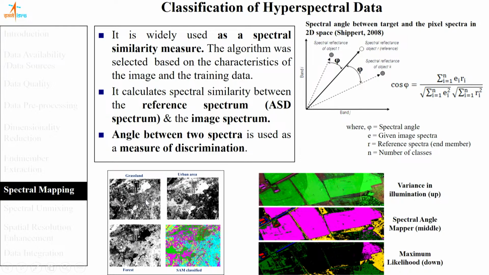So in this case you can say darker pixels are more similar. So you can see grassland, wherever grassland is there it is darker, wherever urban area is there it is darker. So different rule images for different end members whatever you give, and darker pixels are more similar.